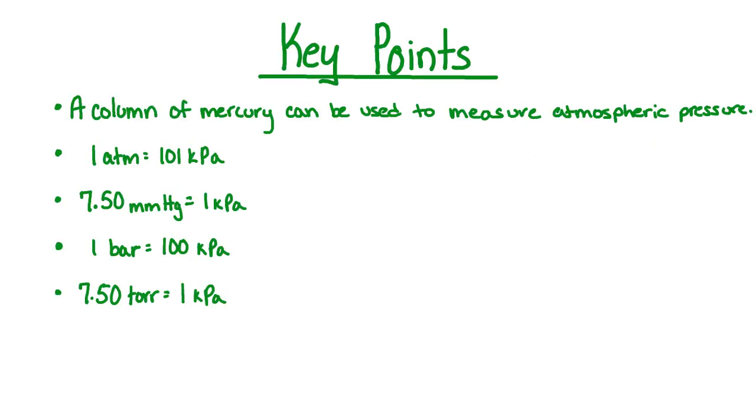Key points. A column of mercury can be used to measure atmospheric pressure. 1 atmosphere is equal to 101 kilopascals. 7.50 millimeters of mercury is equal to 1 kilopascal. 1 bar is equal to 100 kilopascals. 7.50 torr is equal to 1 kilopascal.